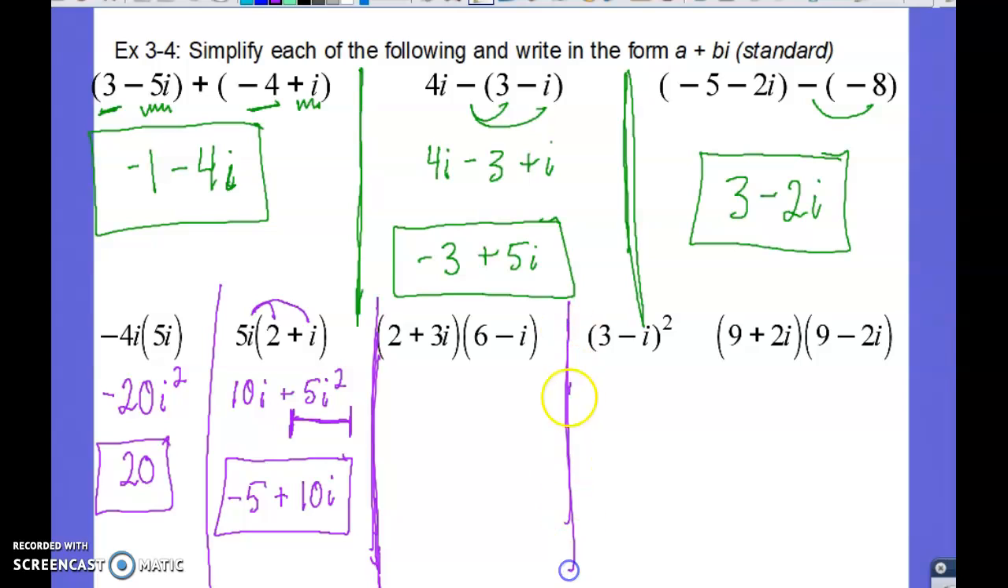So as I look at the next example, we're just going to distribute, or FOIL if you prefer that phrase. 2 times 6 is 12, minus 2i plus 18i minus 3i squared. Now we have two things to combine, because remember, i squared is going to change the sign of that, so it becomes negative 3 times negative 1 is plus 3. Now I'm going to combine with this. 12 plus 3 is 15. And then negative 2i plus 18i is 16i.